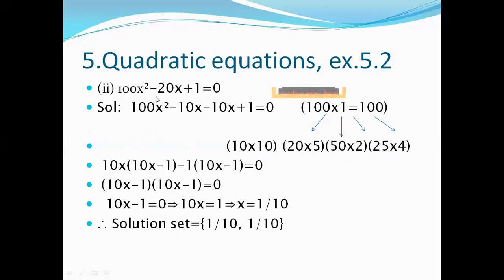But we need minus 20. Let us make both negatives: minus 10, minus 10. What will we get? Minus 20. So we can split the middle term as 100x square minus 10x minus 10x plus 1.